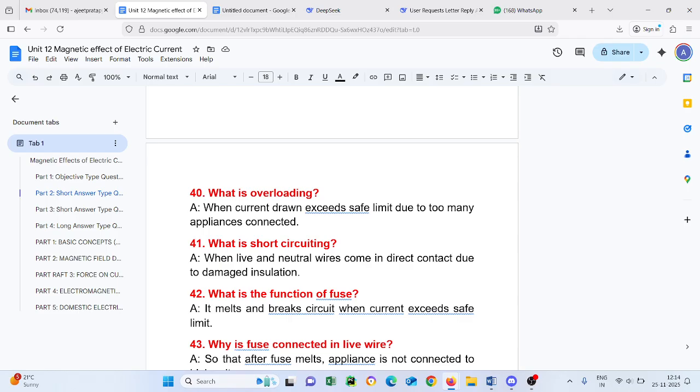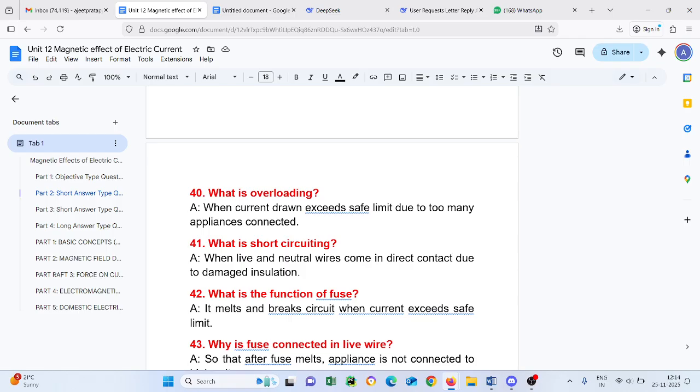What is a short circuit? When the live and neutral wires come in direct contact due to damage of insulation, it is called short circuiting.